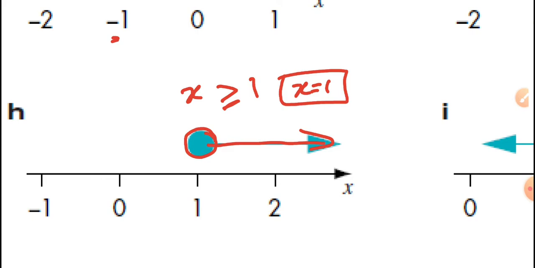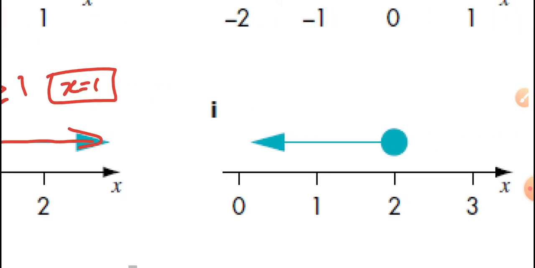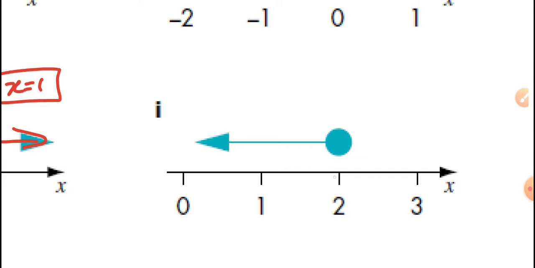Question I. I can see it's got something to do with number 2 and it's less than 2. So I'm going to write x is less than 2. But I can also see that it's shaded, so I have to put the equal sign in. So x has to be all the numbers equal to or less than 2.